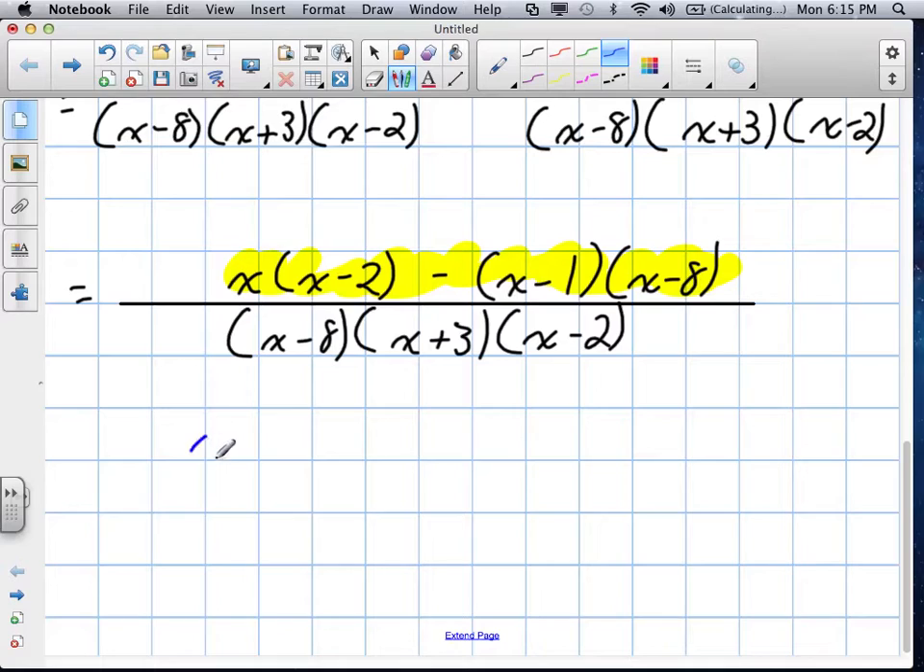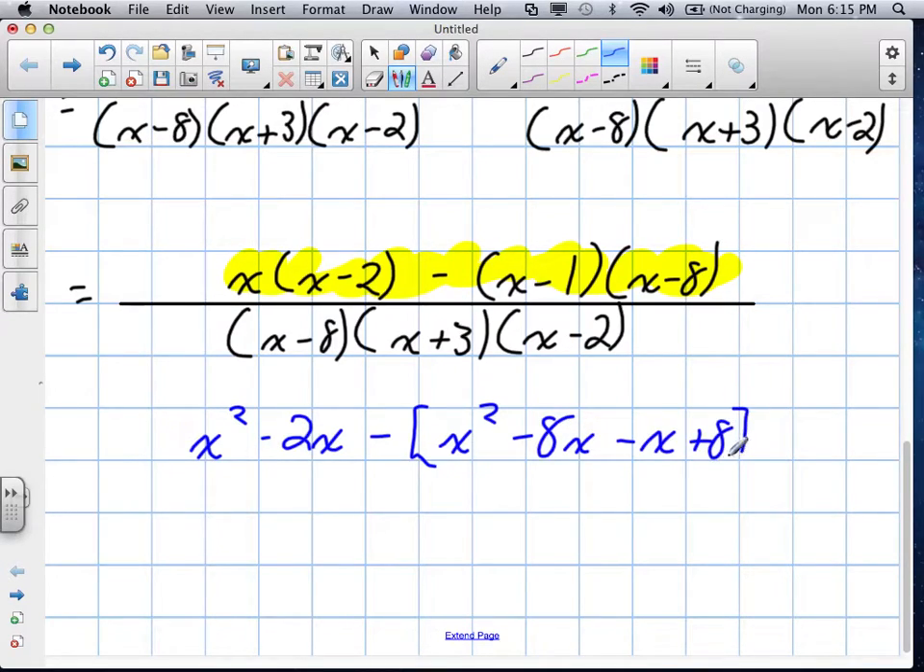So x times x minus 2 is x squared minus 2x. Technically, there's a negative sign. Let's FOIL this before we go anywhere. That's going to give us x squared minus 8x minus x plus 8. Does that make sense so far? Okay. I'm going to keep going. I'm not going to write the bottom for now. We'll put it in after.